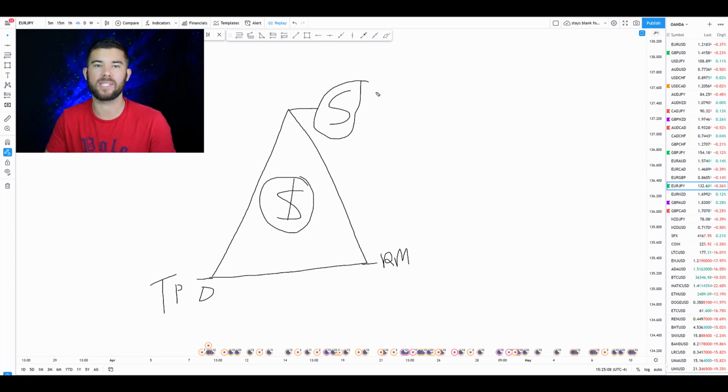Imagine a trader coming up to you and saying, I trade double bottoms. What does that even mean? I trade trend continuation. But why? Why do you enter the market?